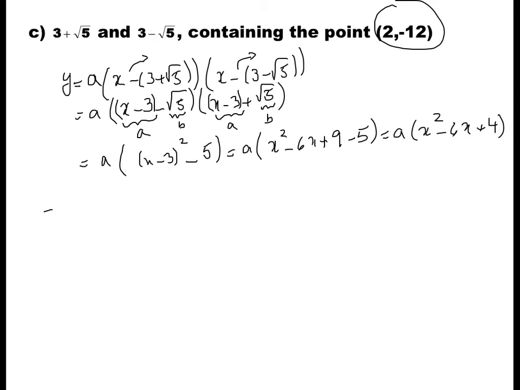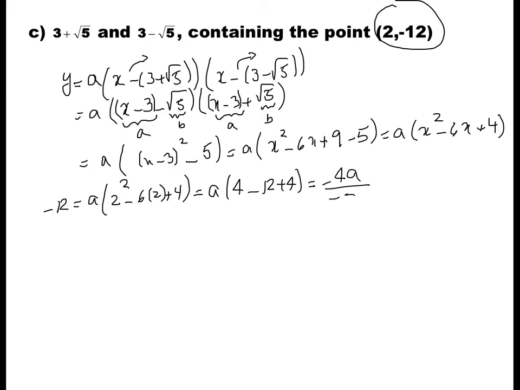So I'm going to say negative 12 is going to be a times (2 squared minus 6 times 2 plus 4), which is going to be a times (4 minus 12 plus 4), which is going to be 4 plus 4 is 8, minus 12 is minus 4. So minus 4a. Now divide by minus 4a, both sides.